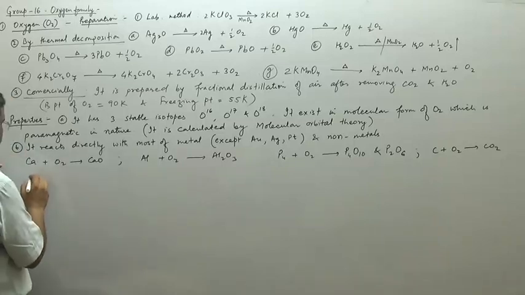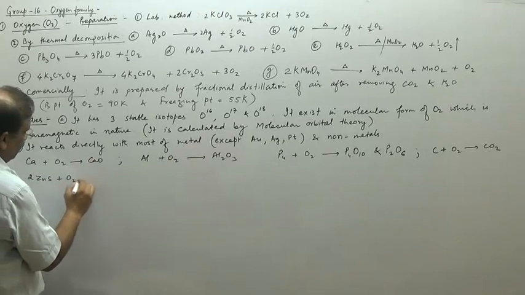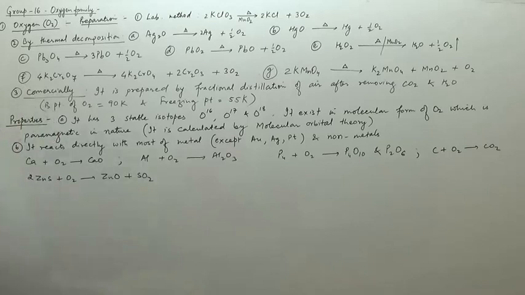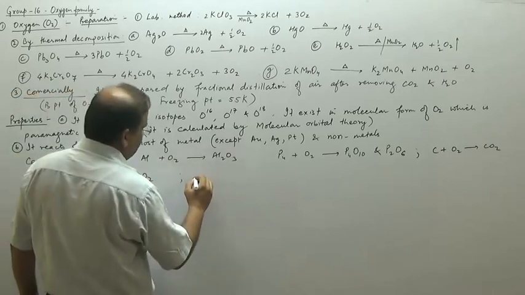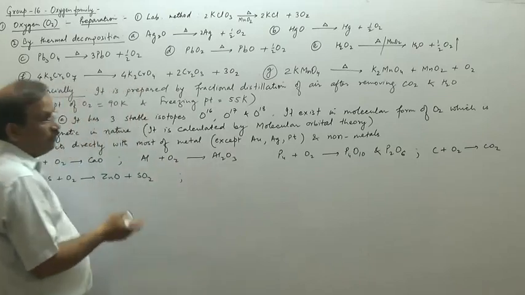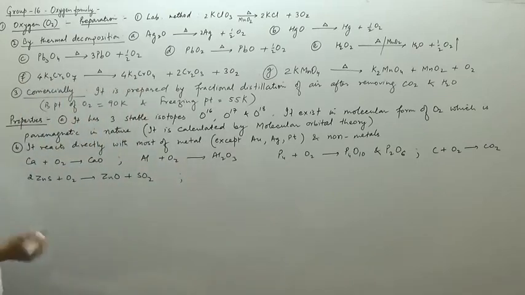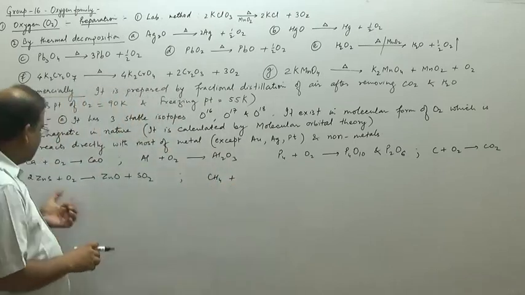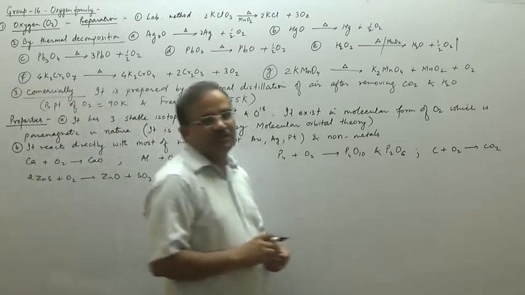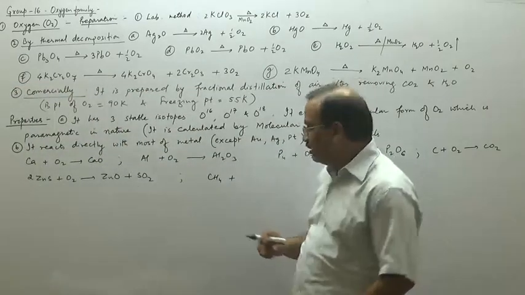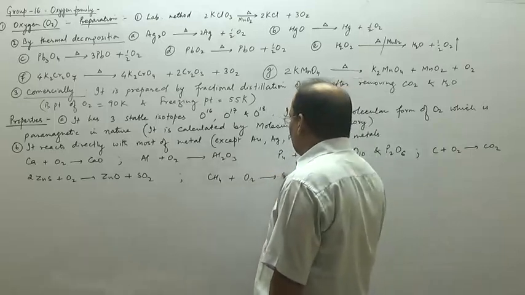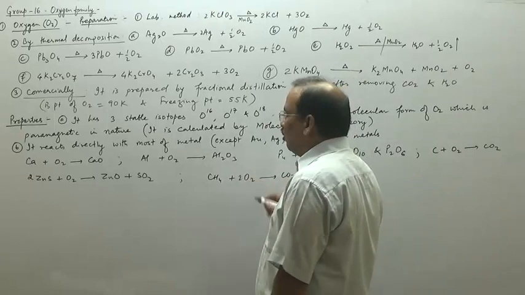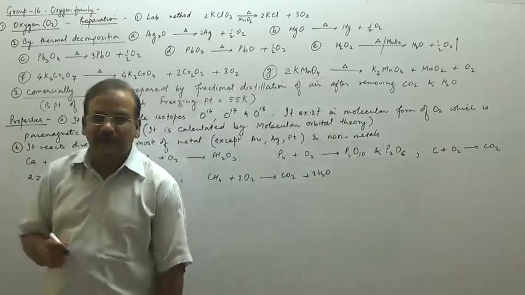Then a few sulfides also react. ZnS plus O2 will convert into ZnO plus SO2, that is, it converts the zinc into the oxide. Similarly, as I have told you, sulfides like copper sulfide or lead sulfide can react like that. CH4 on combustion will get converted into CO2 plus 2 H2O. So these are all combustion type reactions.